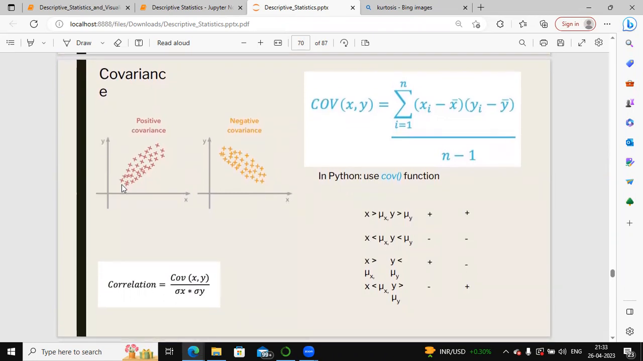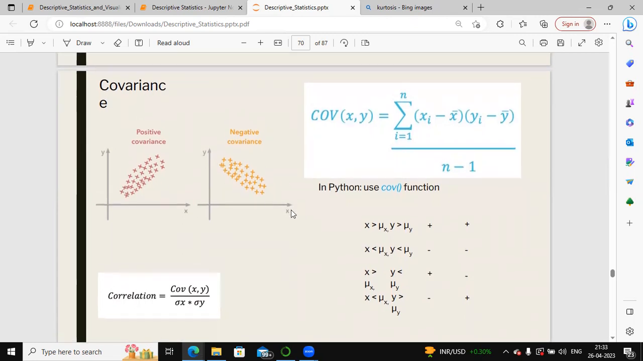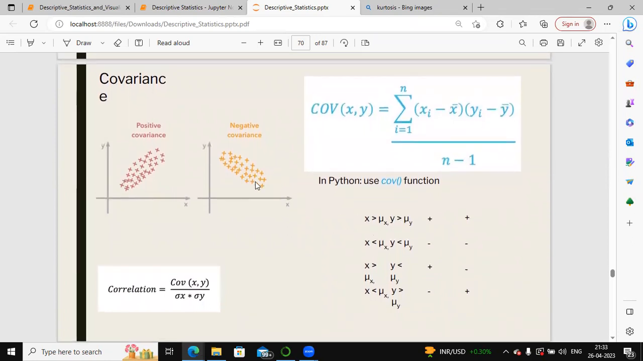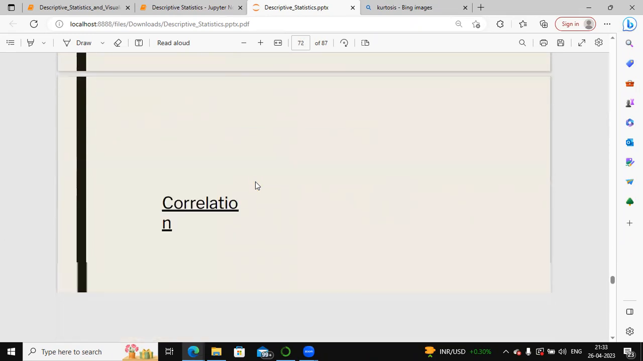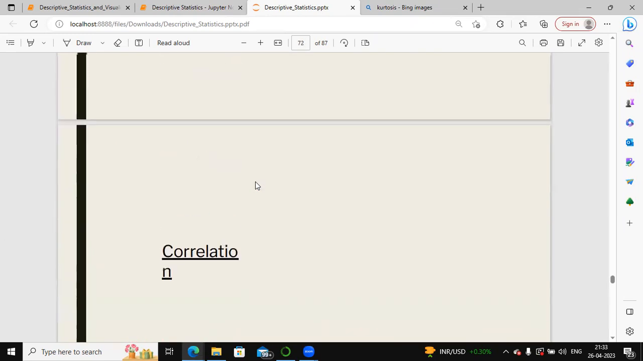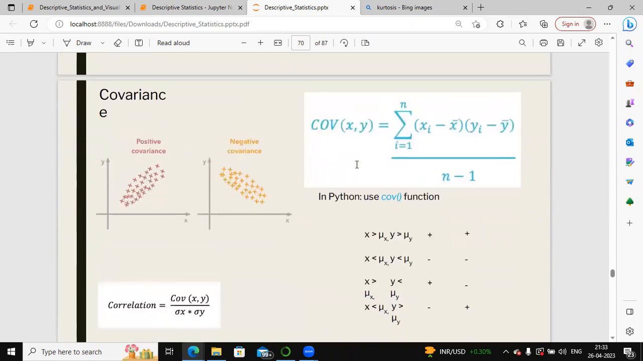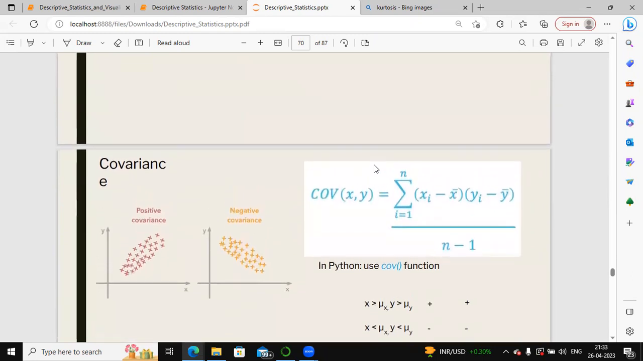So with an increase in x, if y is increasing, then we will get a positive slope, and with an increase in x, we get decreasing y, we'll get a negative slope. So covariance, you just have to understand that it gives the direction. Whereas now we have come to correlation. So we have seen variance, right? Variance is nothing but the univariate analysis, whereas covariance is a bivariate analysis.